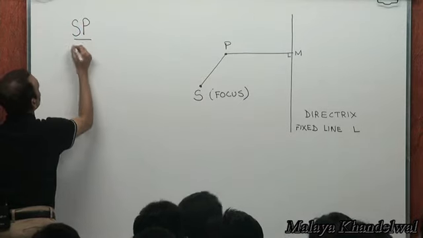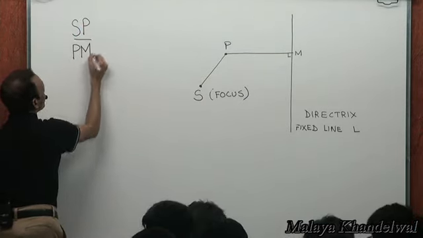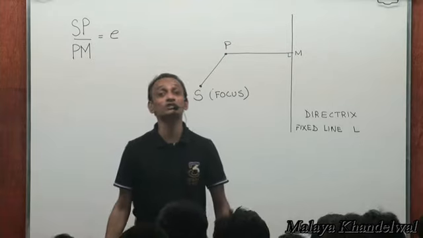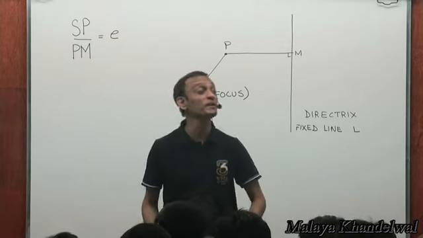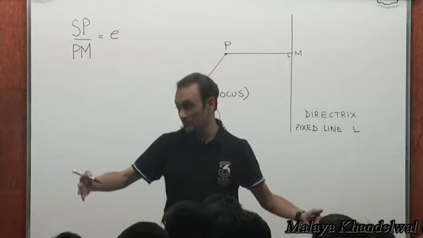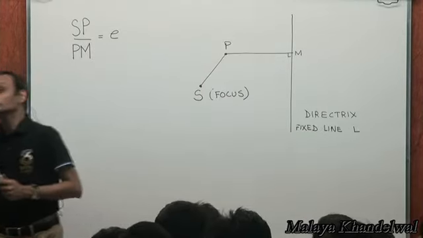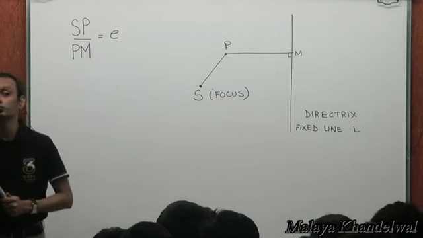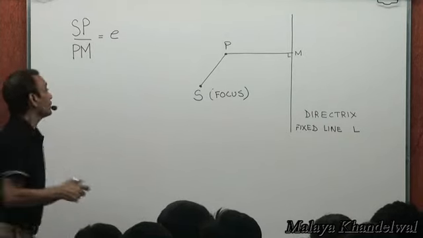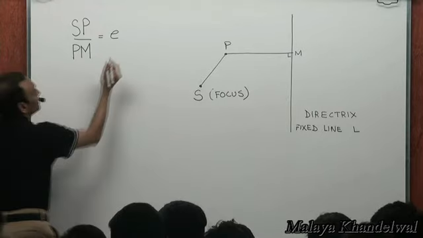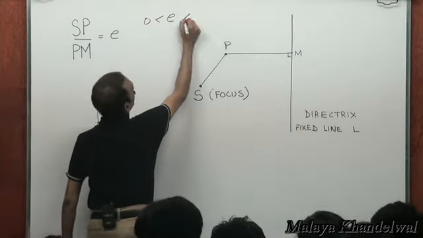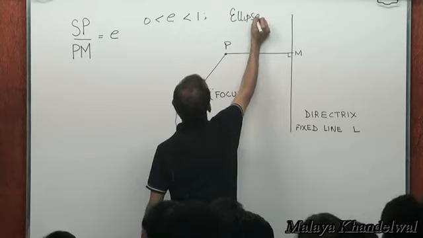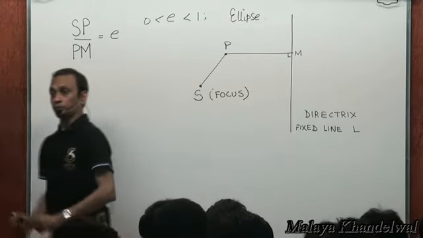SP by PM, that's the condition for the movement of the point. This ratio is referred to as E, the eccentricity of the conic section. E would be a fundamental property of the path described by the point P, right? E equal to 1 was a parabola. This time we would examine E lying between 0 and 1. When the eccentricity lies between 0 and 1, then the nature of the path described by the point P is referred to as an ellipse. Then the conic section would be referred to as an ellipse.